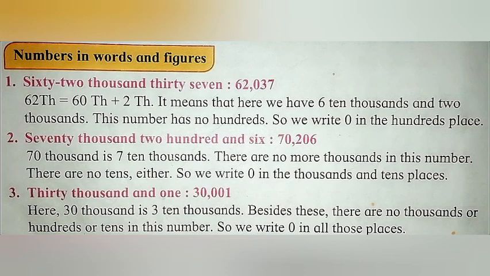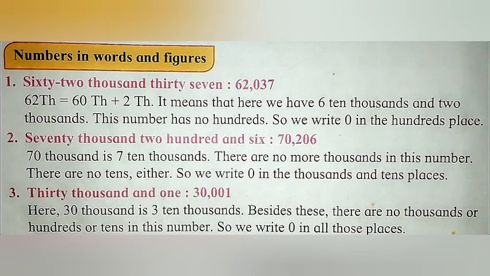This figure 62,037, earlier when we learnt about thousands, that is 4-digit numbers, we saw that we had to add zeros when a value is missing. So now in this figure we have 6 in 10,000s place, that is 60,000, 2 in the thousands place, 3 in tens place and 7 in units place. The given number has no hundreds, same as in the 4-digit number examples. So simply we add 0 to the hundreds place.